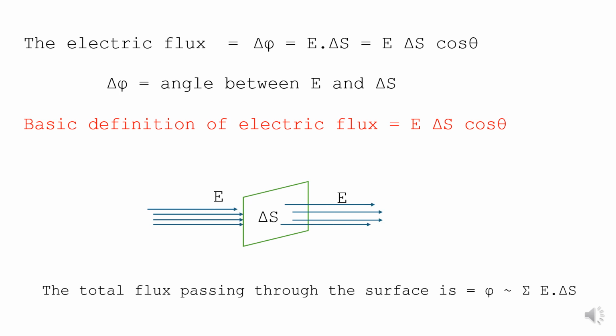The basic definition of electric flux is, if someone asks you what is the basic definition of electric flux, it is nothing but the number of electric lines E passing through the plane surface area delta S multiplied by the cosine of the angle. This is nothing but electric flux.